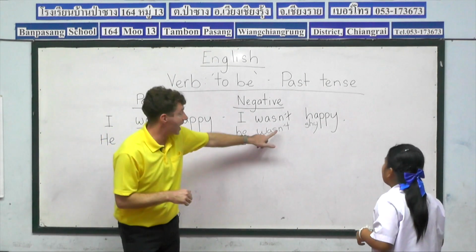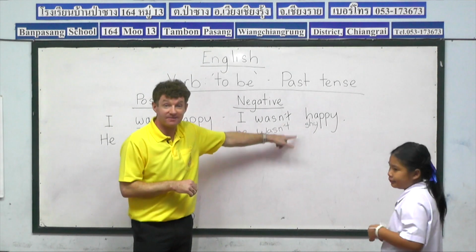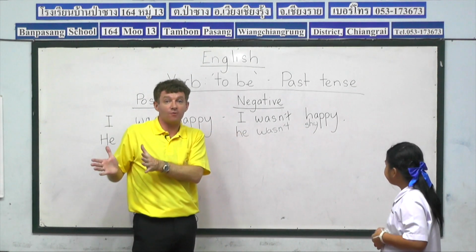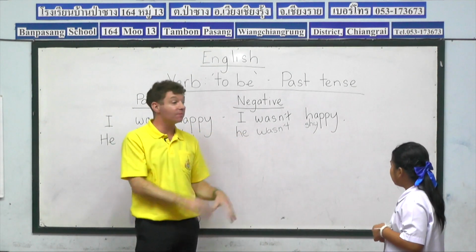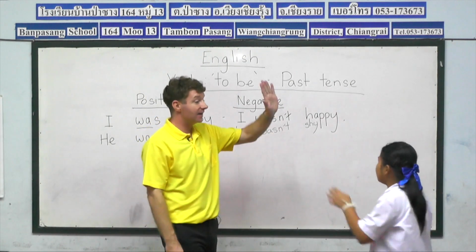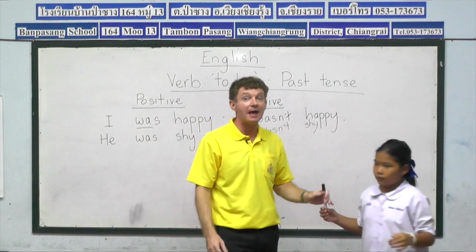Perfect. You see, by adding N apostrophe T to the end of the positive form, we create the negative form. Lakau, that was excellent. High five. Big round of applause for Lakau.